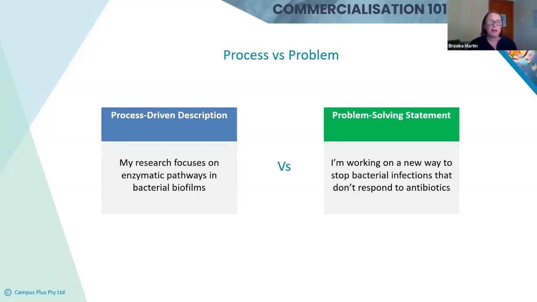If I'm communicating with someone and I say that my research focuses on enzymatic pathways and bacterial biofilms, technically correct, but the majority of people who are non-experts wouldn't understand why that's important. Whereas if you frame it in a problem-solving statement about, I'm working on a new way to stop bacterial infections that don't respond to antibiotics, now we've gone from describing what we do to describing what the real world problem is that we're solving. And suddenly the impact of that research becomes really, really clear.